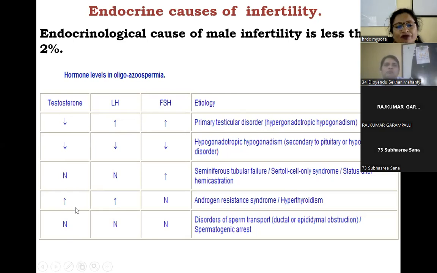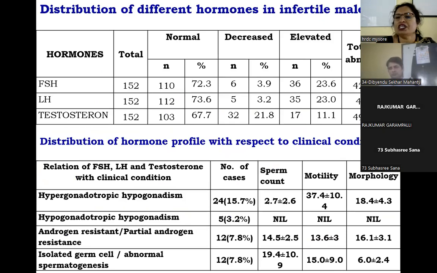And testosterone normal or increased, LH increased, FSH normal, indicates androgen resistance syndrome. Then if all three are normal, it is a disorder of sperm transport. So this is a chart which tells us how, depending upon the hormone profile, we can decide the etiology of male infertility. And we could see there is a decreased and increased level of FSH, LH, and testosterone in different infertile conditions.